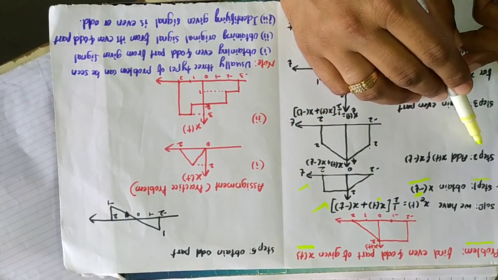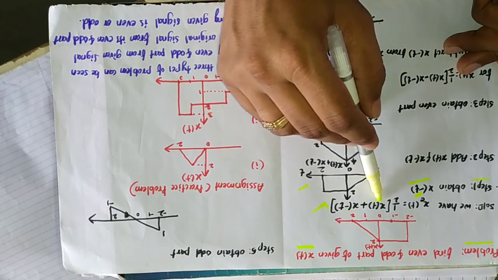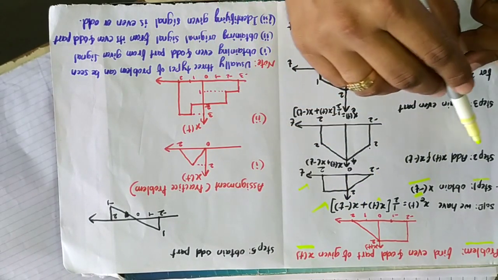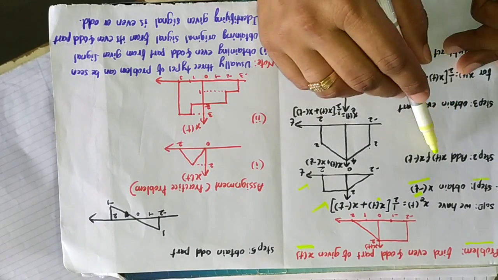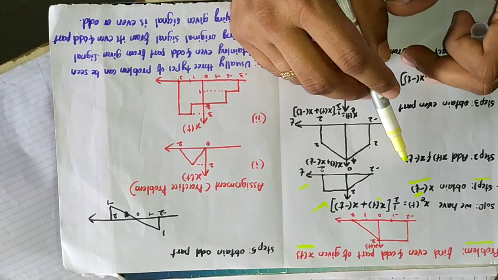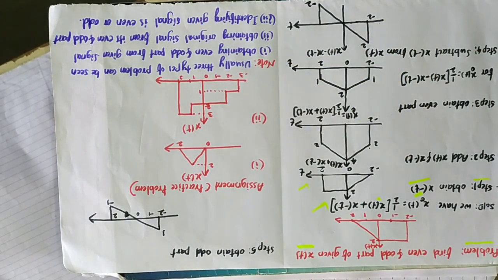Next, the second step will be what? Now to find the even part, we have x of t and x of minus t. Now what we need to do? We need to add them. That's what step 2 is: add x of t and x of minus t. So this is very important. In the signal operations video lecture, we saw amplitude addition, addition of the signals.